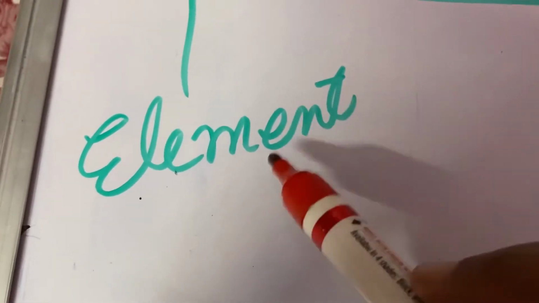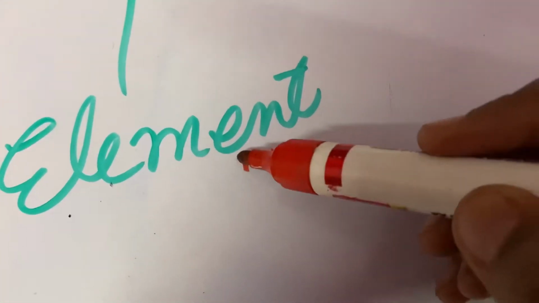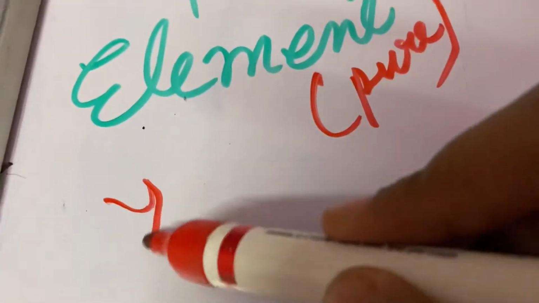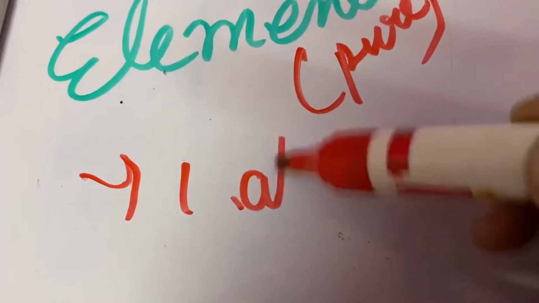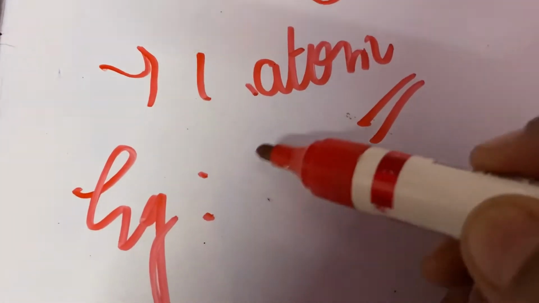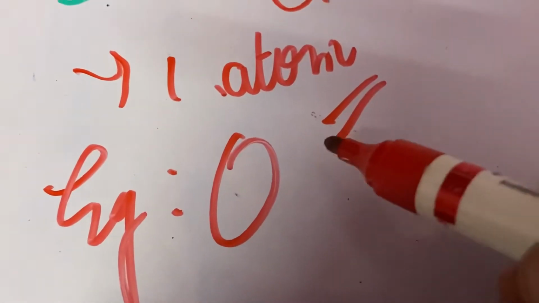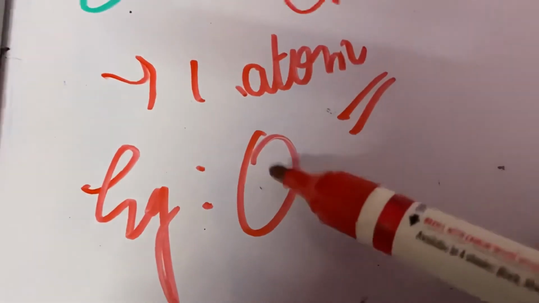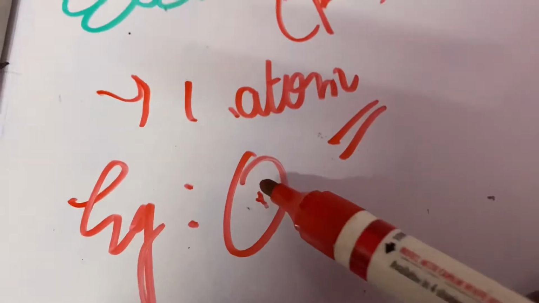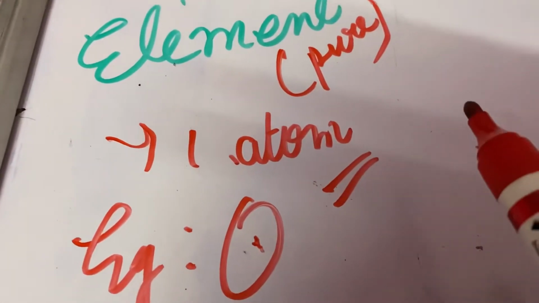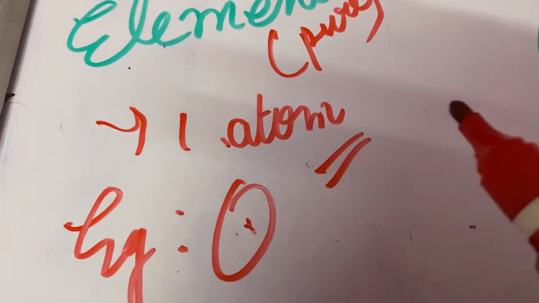An element is a thing that is actually pure. It is made up of one atom only. So, for example, if I say this O, which denotes oxygen according to the periodic table, this O is an element. This is pure oxygen, no mixed up things.